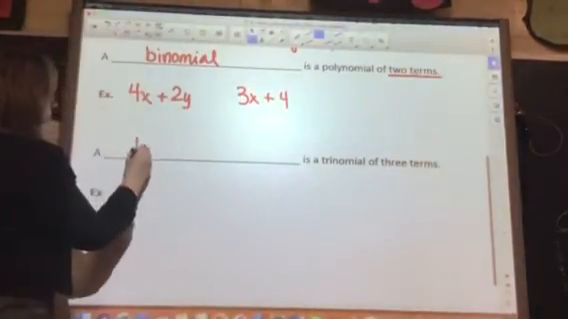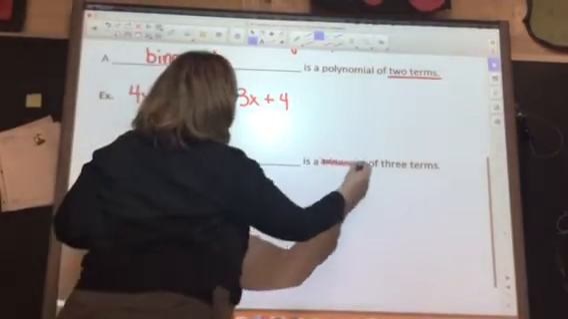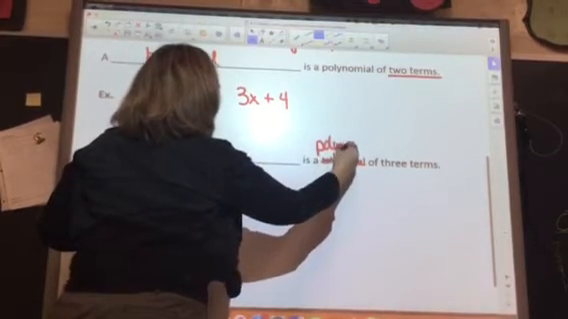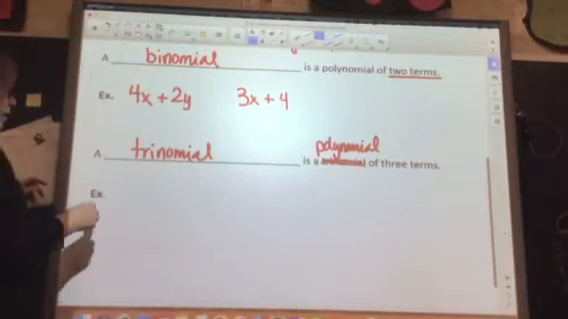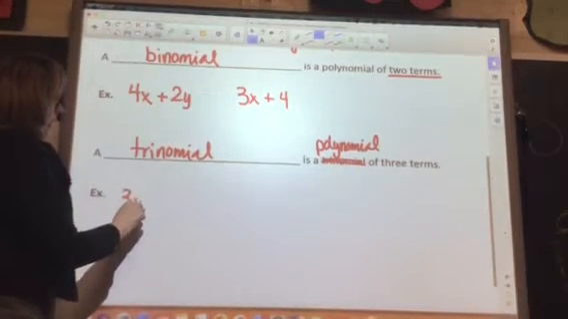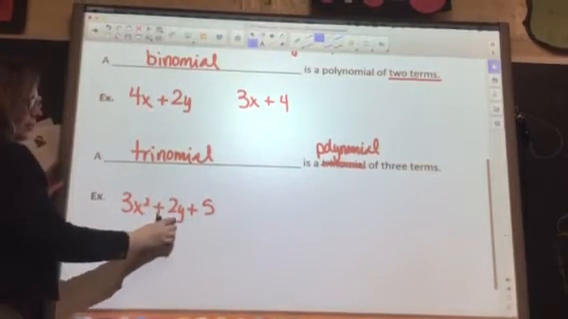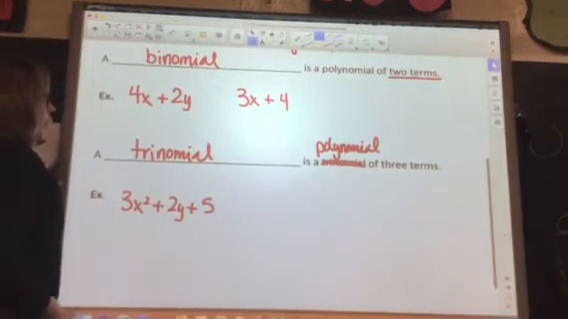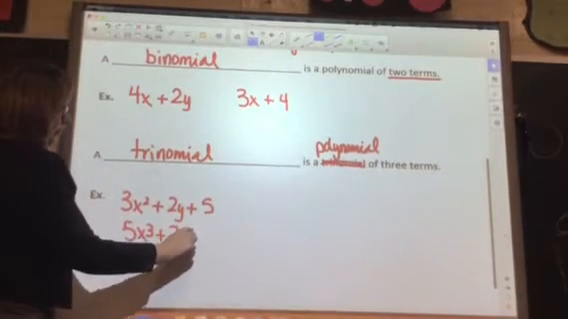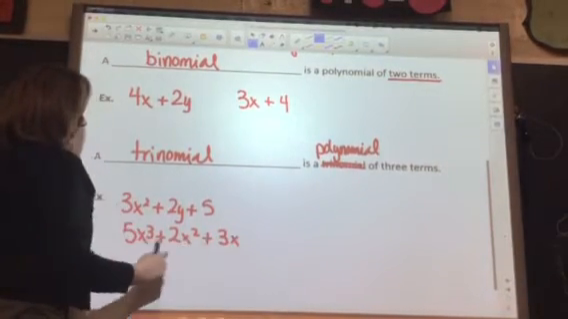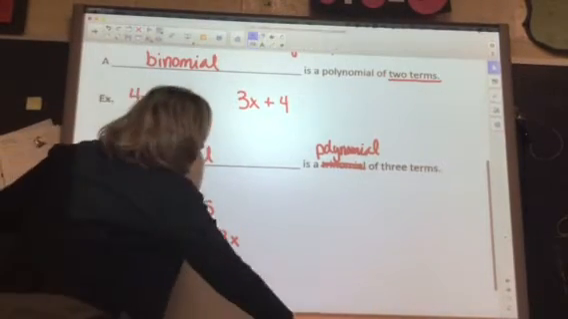A trinomial is a polynomial with 3 terms, like a tricycle. An example of that would be 3x squared plus 2y plus 5. There are 3 terms in this polynomial. Another example, 5x cubed plus 2x squared plus 3x. 3 terms inside this polynomial.